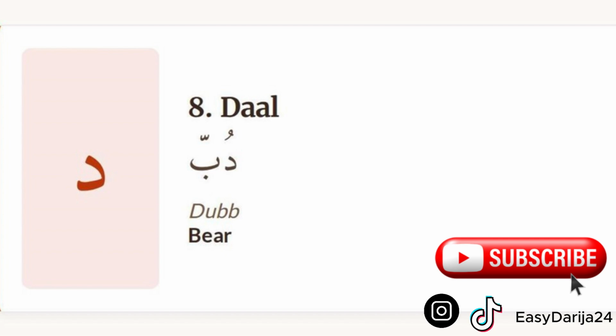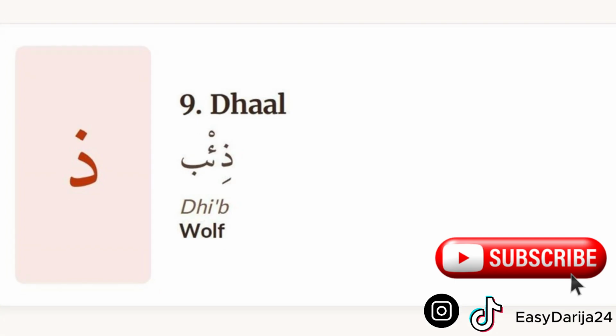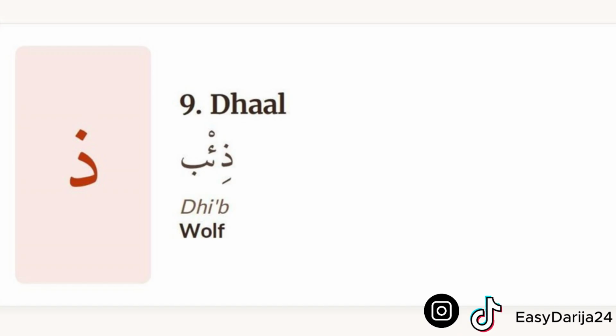It goes like D in English. For example, we have here Dubbun, which means a bear. We have Dhal. It's like in the word this or that, okay? For example, we have here Dhi'bun, which means a wolf.